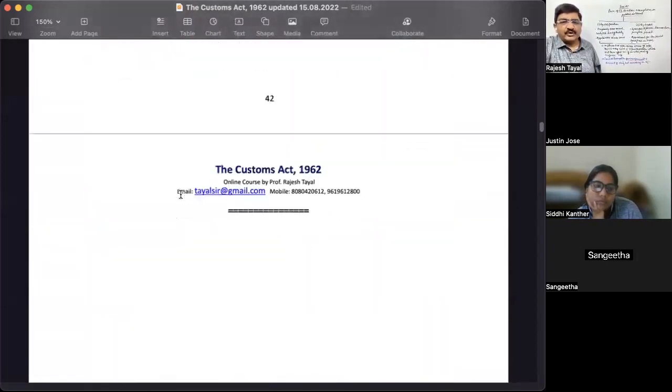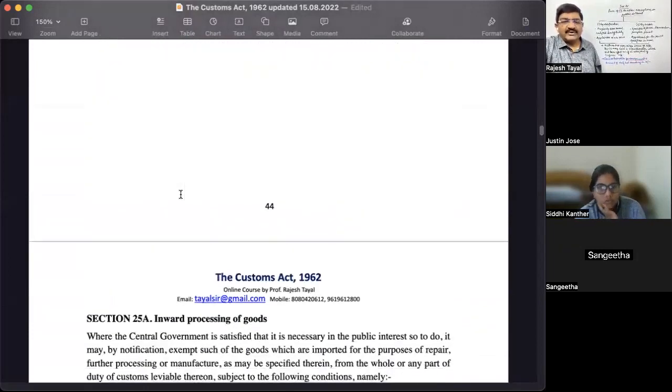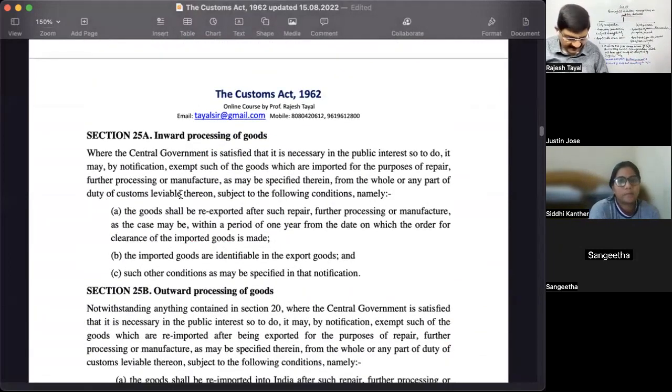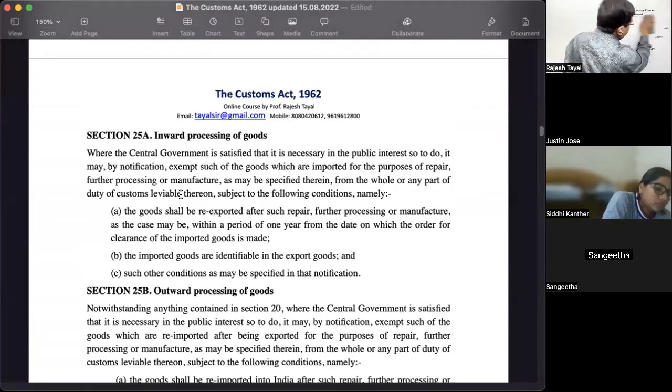Section 26 we had already done before. Rather, 25A and B are remaining. Inward processing: goods being brought in for repairs, maintenance, processing, etc. Now, how is this different from the section 20 we talked about?